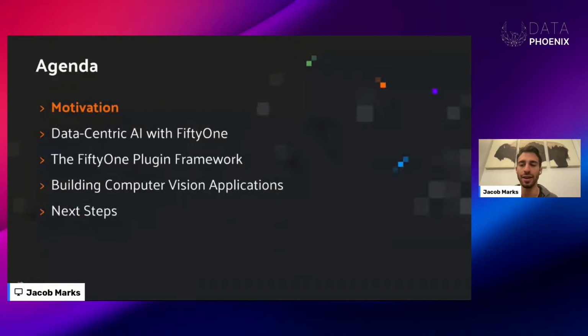So the agenda for today's talk is we're going to start with some motivation. Then I'm going to talk to you about data-centric AI with 51, what that looks like. Then we're going to talk about the 51 plugin framework. So what are these plugins that allow you to extend the functionality of 51? The next thing we'll do is talk about building computer vision applications using this plugin framework. And the final step will be what comes next. How can you level up your applications using these plugins, and links and resources to help you get to the next step on your journey.